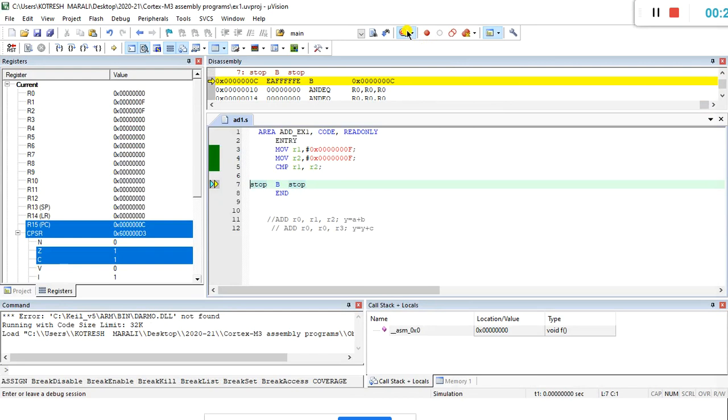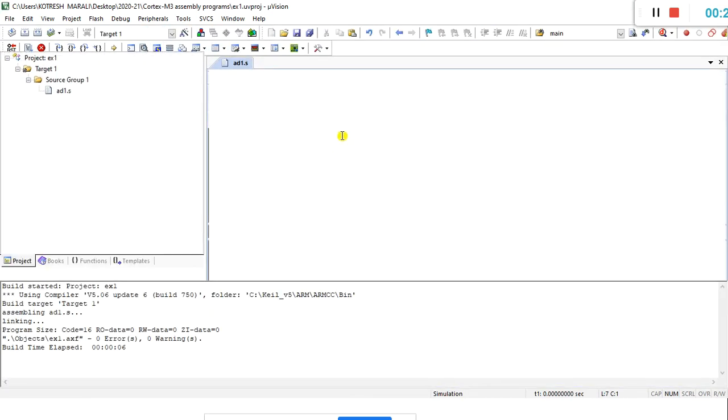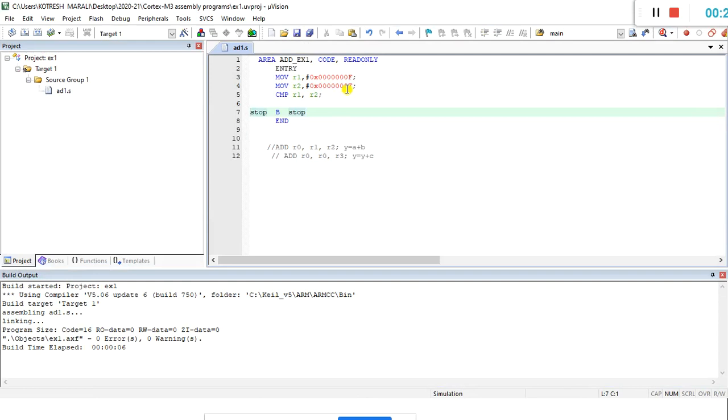So we'll check this output. I'll change the input. I'll keep my first input as it is and change the second input to F. Save it.